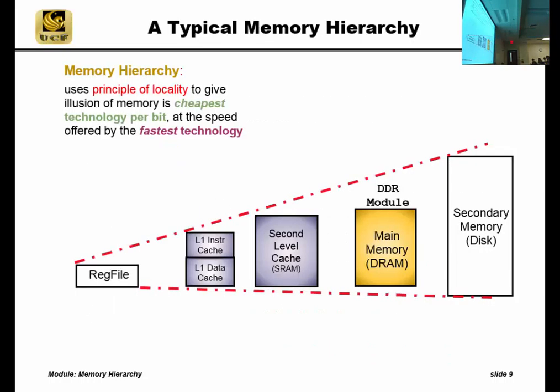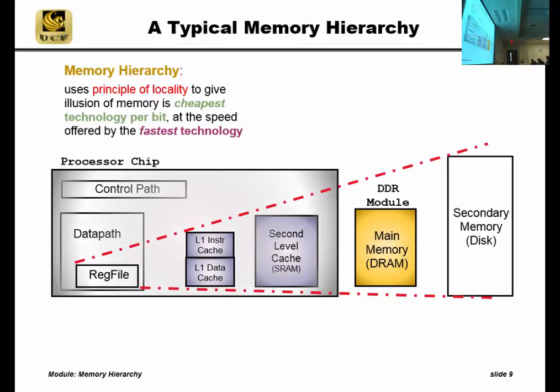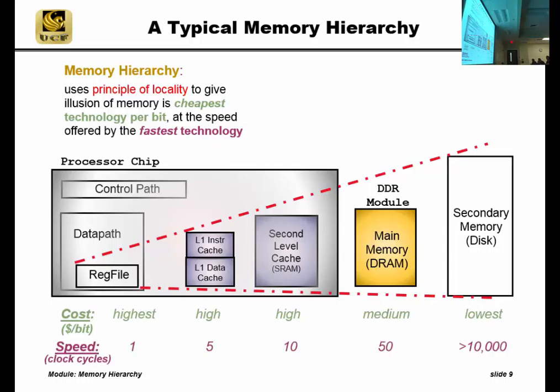So here's memory hierarchy using the principle of locality. Here's the chip. The first two levels plus registers are inside the processor chip, DRAM outside. Cost is highest per bit at the top, lowest per bit at the bottom. Speed is in clock cycles, typical numbers. What's the difference here? This is saying if your clock is 2 gigahertz, then it's going to be 0.5 nanoseconds per access. But this is the trend.